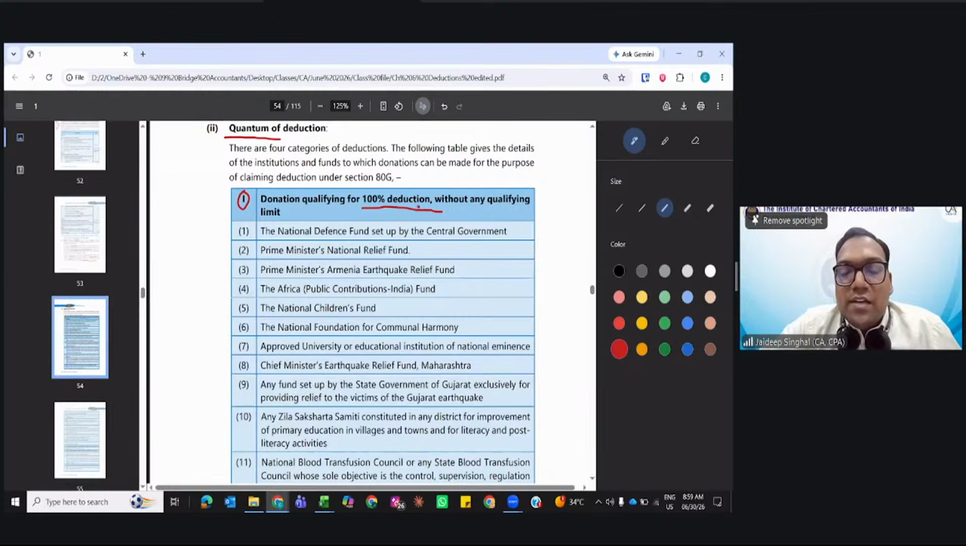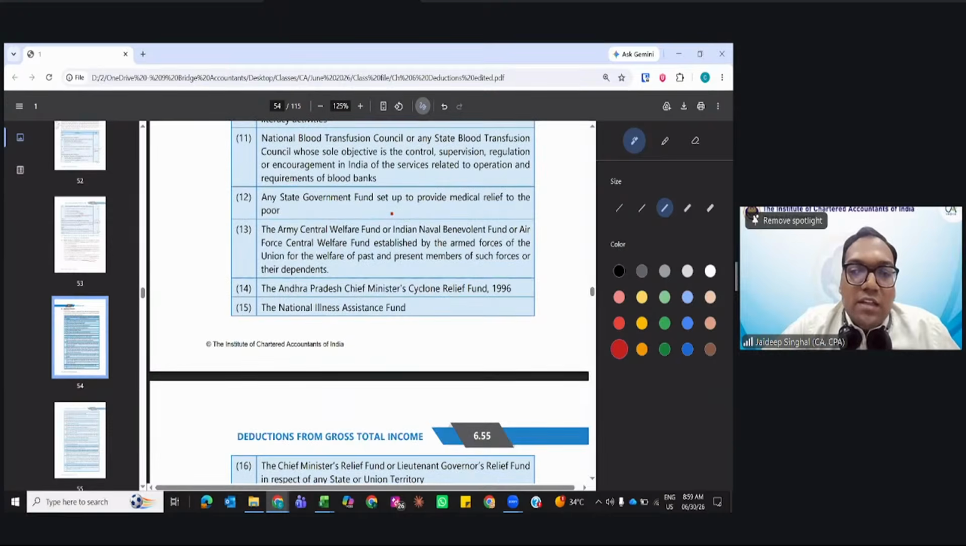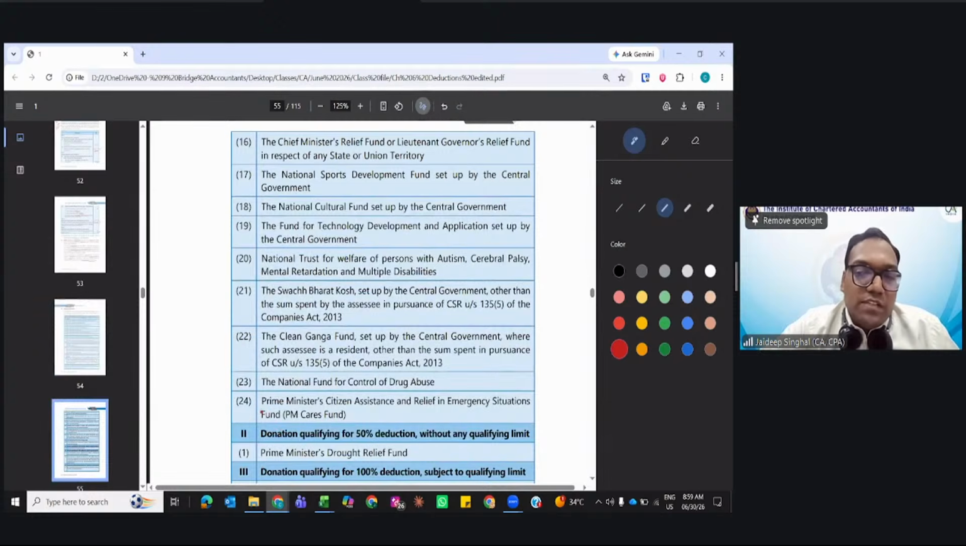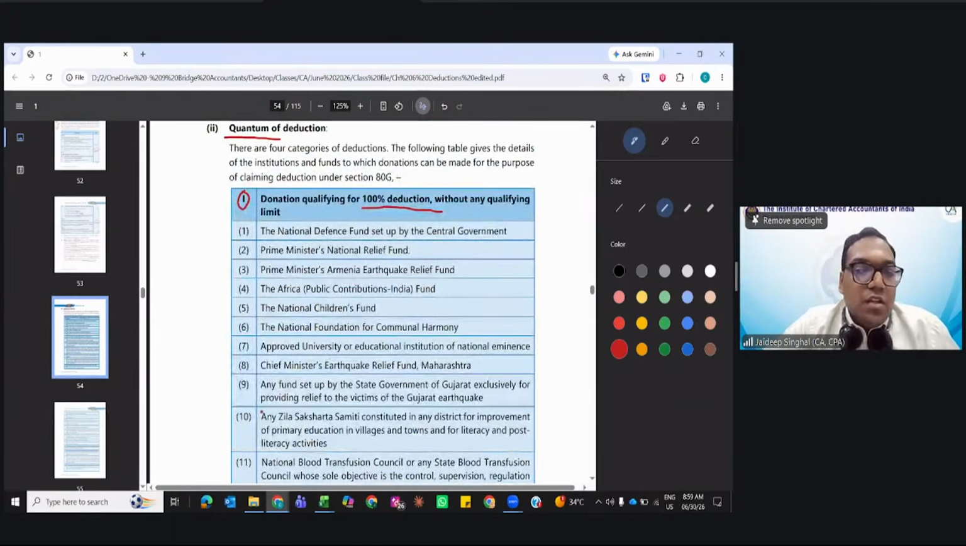Now it is 100% deduction. Donation qualifying for 100% deduction. Now there are the names of 24 funds. It is not practically possible to remember all these 24 funds. Now I'll give you a logic.